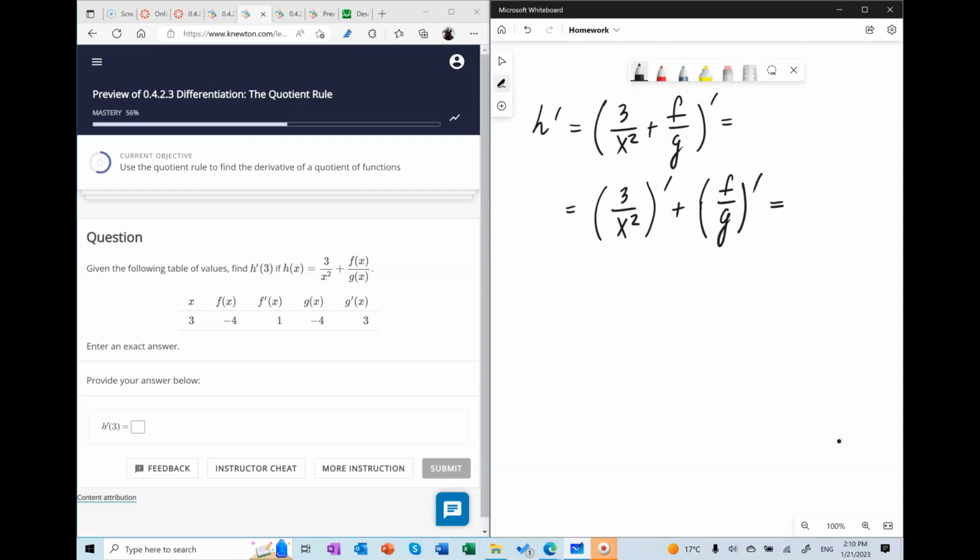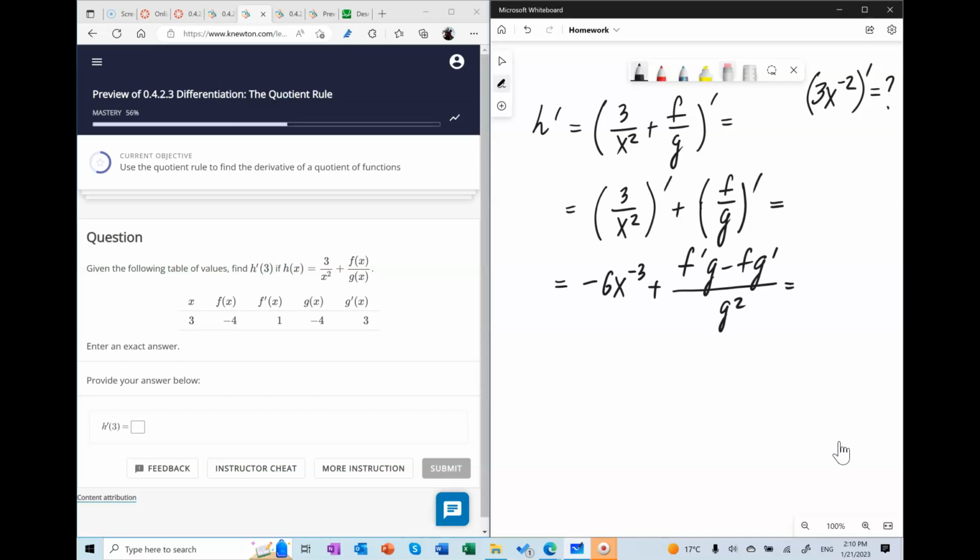And for the derivative of 3 over x squared, we don't want to use the quotient rule, because the derivative of 3 over x squared is the same as the derivative of 3x to the power negative 2. Which is, by the power rule, negative 6x to the power negative 3. And here we just do the quotient rule. So f prime g minus f g prime, divided by g squared.